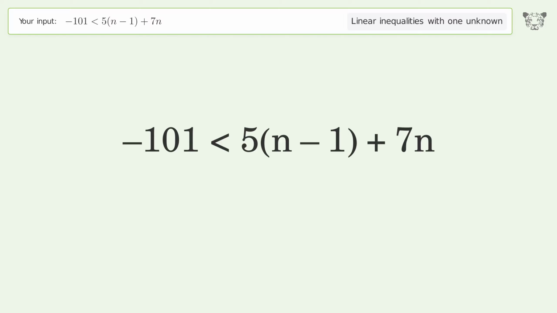You ask Tiger to calculate. This deals with linear inequalities with one unknown. The final result is n greater than -8. Let's solve it step by step.